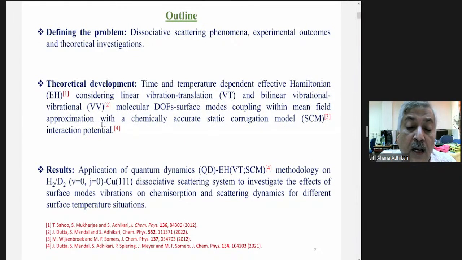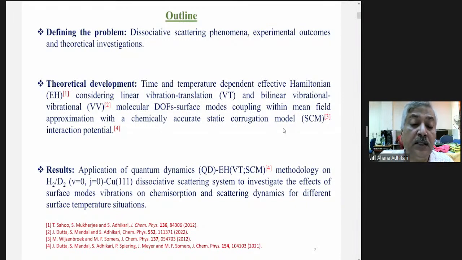And for that reason, we'll consider a very accurate static corrugation model Hamiltonian and interaction potential. And that potential is at the level of first-principles-based electronic structure theory, and then we will do the quantum dynamics using the interaction potential. The results we will be presenting are an application of quantum dynamics, QD is the abbreviation, and EH is the effective Hamiltonian, and the potential is the static corrugation model.